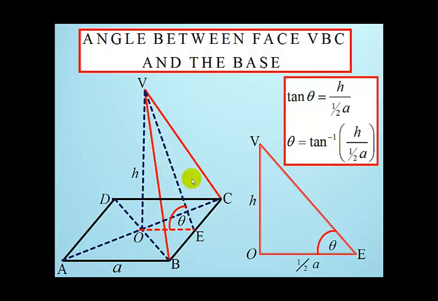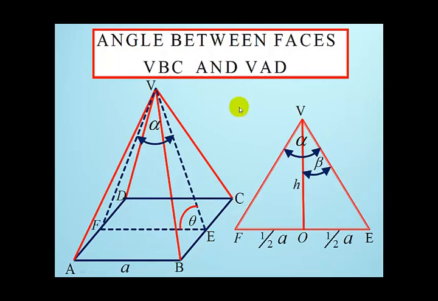So this is what we are talking about. This is the angle between the face VBC and the base. Now, we look at the angle between faces VBC and VAD. Now, we have two faces. One of the faces is VBC, and the other face is VAD.